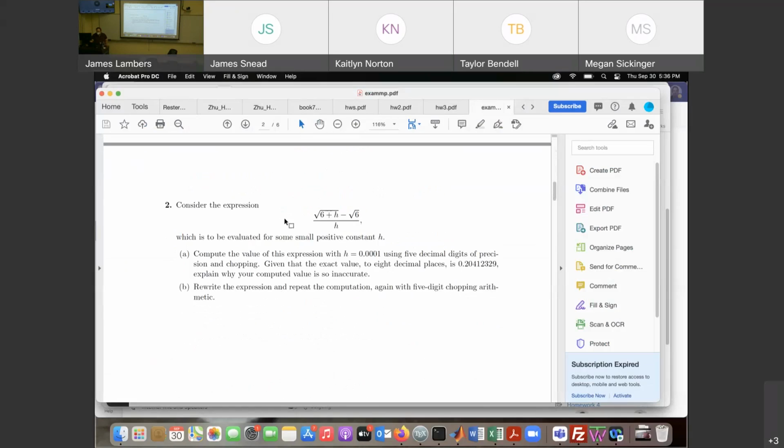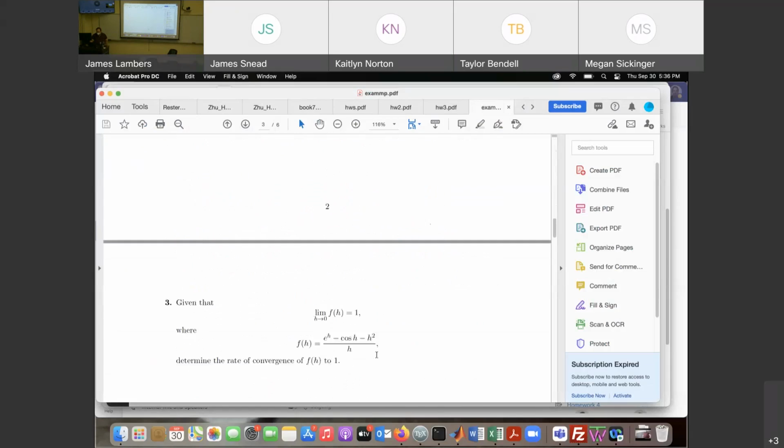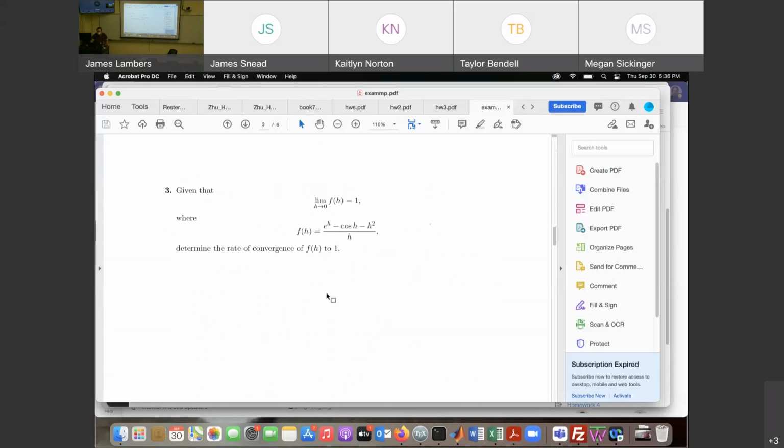Sorry for the repetition, everyone, because I forgot to start recording. There's a floating point arithmetic question from section 2.2. Problem about convergence is section 2.1.